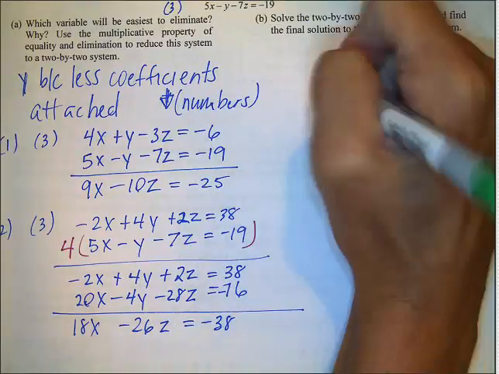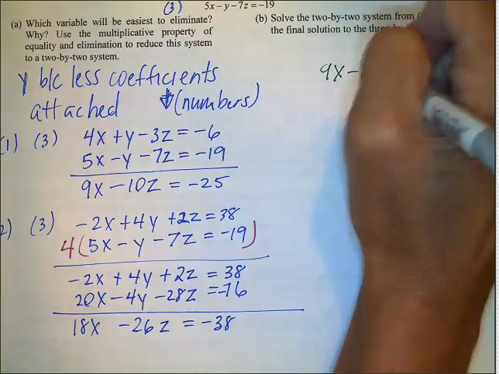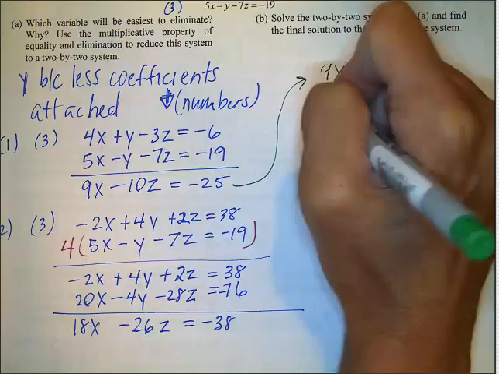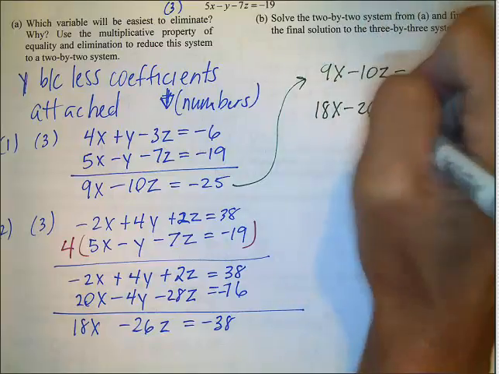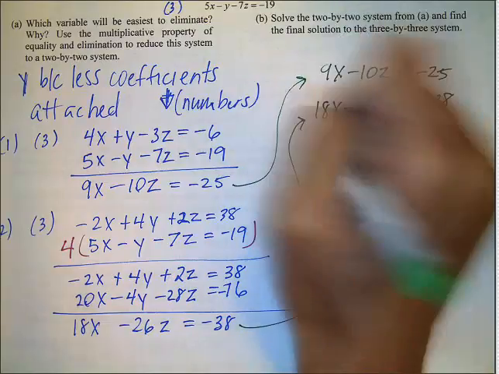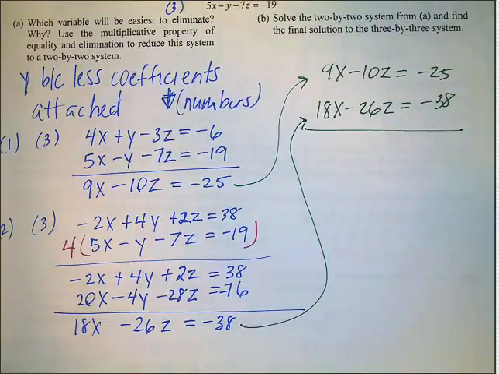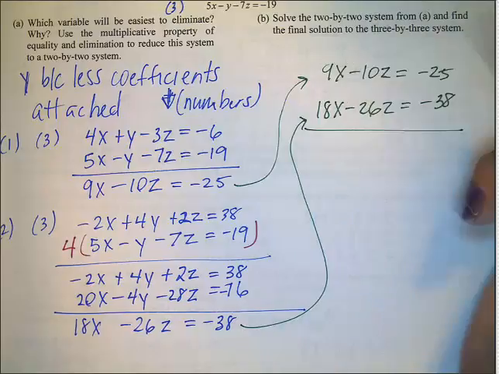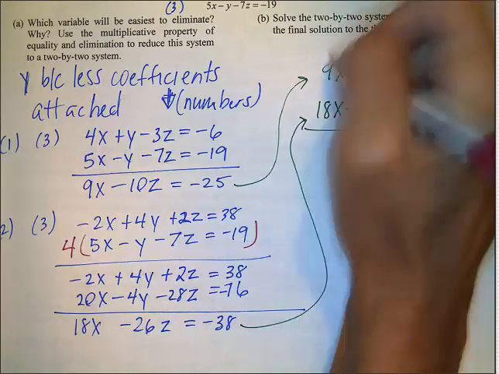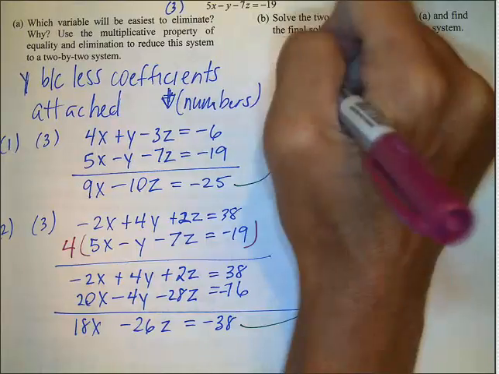So 9x minus 10z equals -25. And 18x minus 26z equals -38. I can't add them together, nothing's going to eliminate. So what can I multiply? Well, let's look at the x's. Isn't 9 times 2, 18? But it needs to be the opposite, so it needs to be negative.